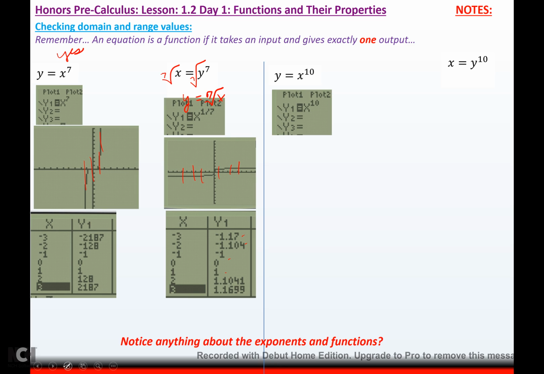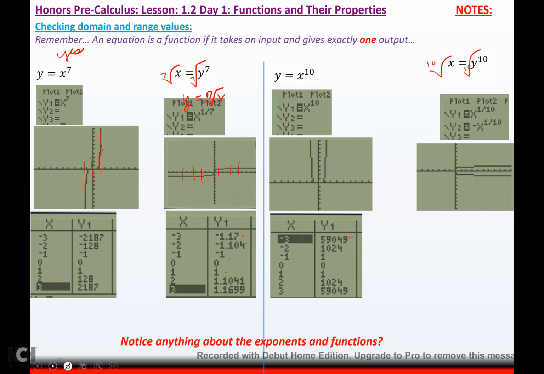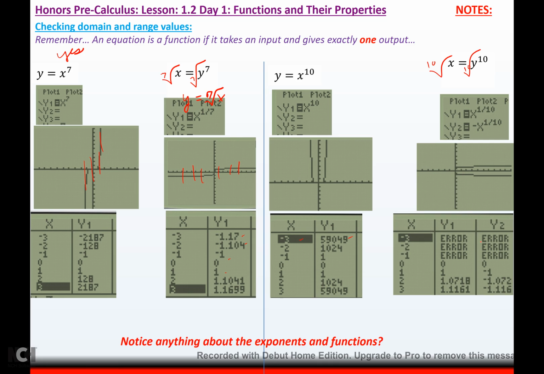So if I do x to the 10th, and graph it, I get, again, kind of a parabola looking thing. And if you look, you get one output for every input. If I do this one, I'd have to take the 10th root of both sides, which is going to make me have to do plus or minus. And I get the sideways one, which won't pass. And then you see you have all these error messages, because it's not defined. There's no graph over here. That's why those are all error messages. All right, and that means it's not a function.